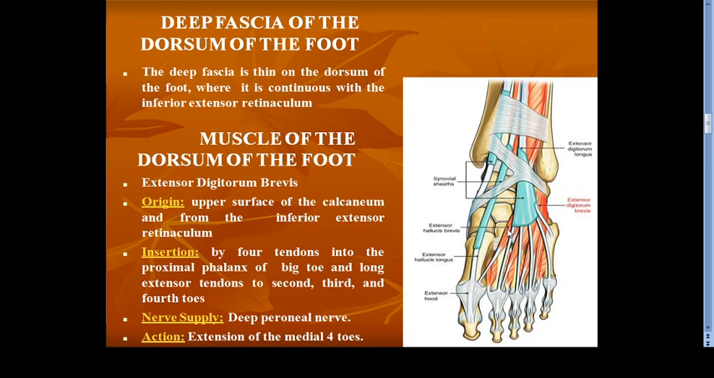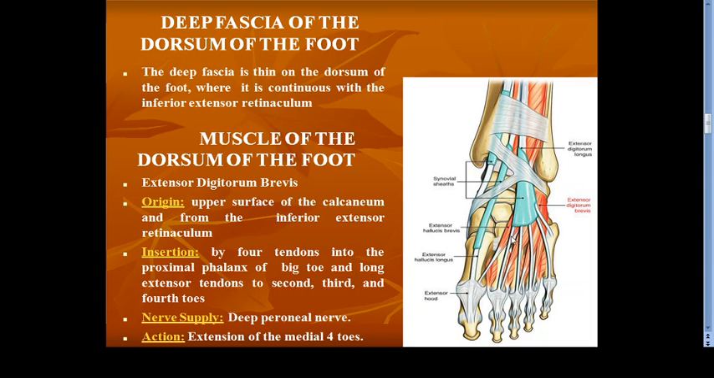The only muscle that you encounter in this dorsum of the foot is the extensor digitorum brevis. The extensor digitorum brevis, the muscle of the dorsum of foot, takes origin from the upper surface of the calcaneum and from the inferior extensor retinaculum. So you can easily appreciate it is taking origin from the upper surface of calcaneum and inferior extensor retinaculum.